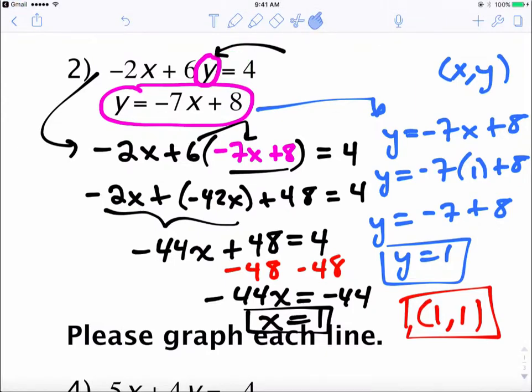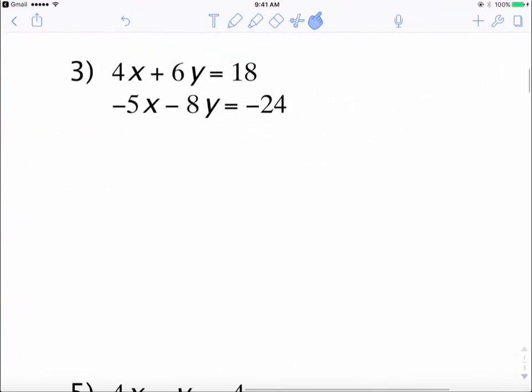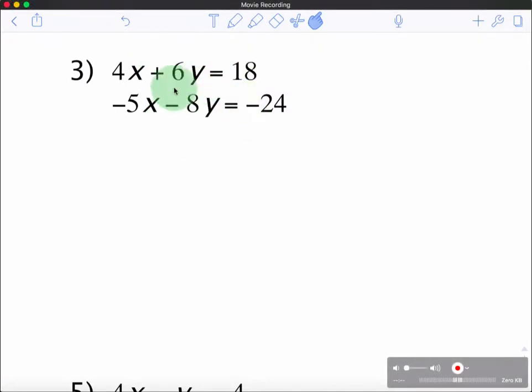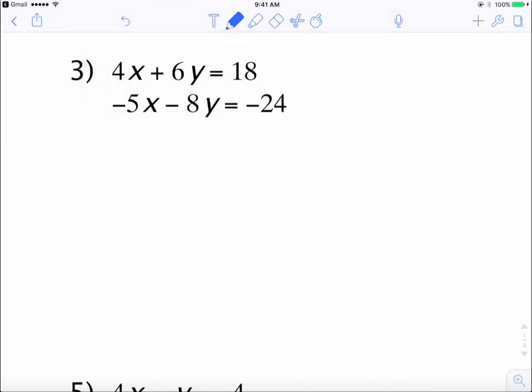Okay, now that one was nice because we had a nice y equals just given to us right off the bat. In our next example, that is not the case. But one thing I do like about this example is that we have our nice x's and y's in nice columns. I would say both of these equations are in standard form. What I'm going to do is multiply both sides of this top equation by 5 and both sides of this bottom equation by 4. And you'll see why momentarily.